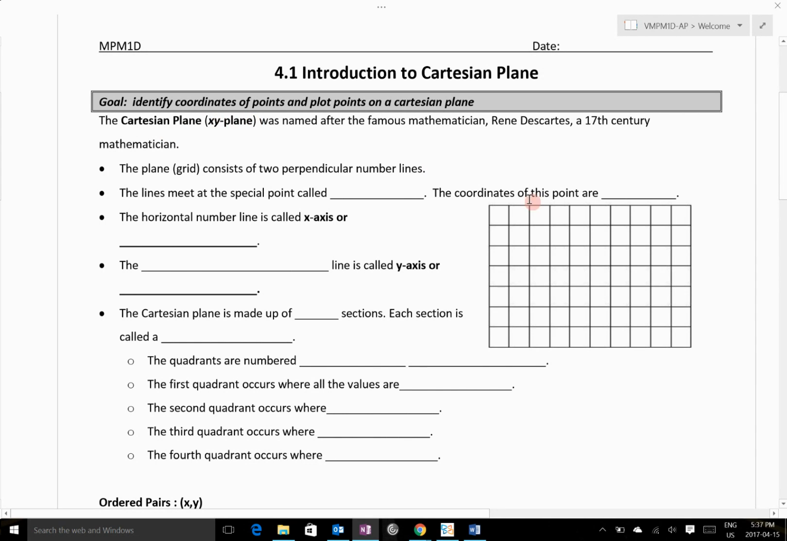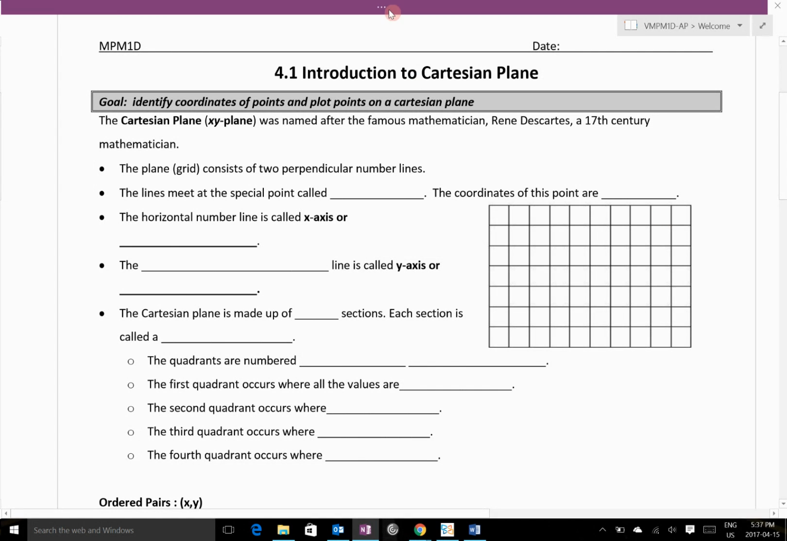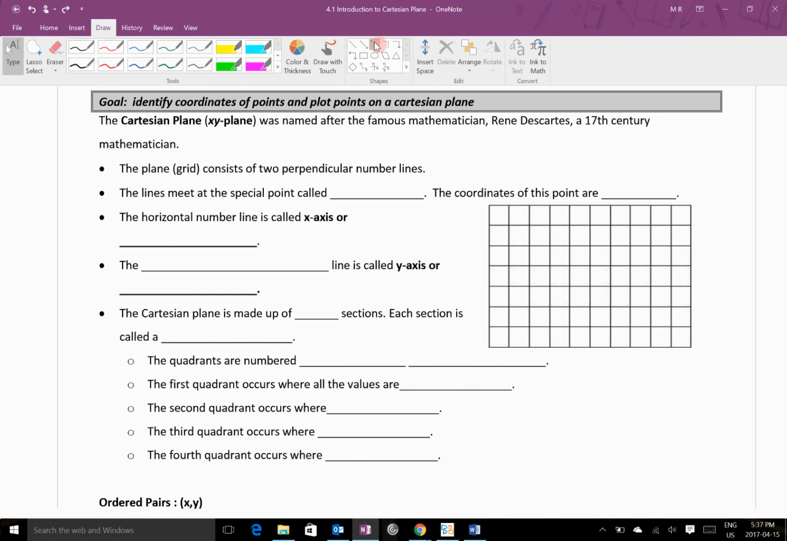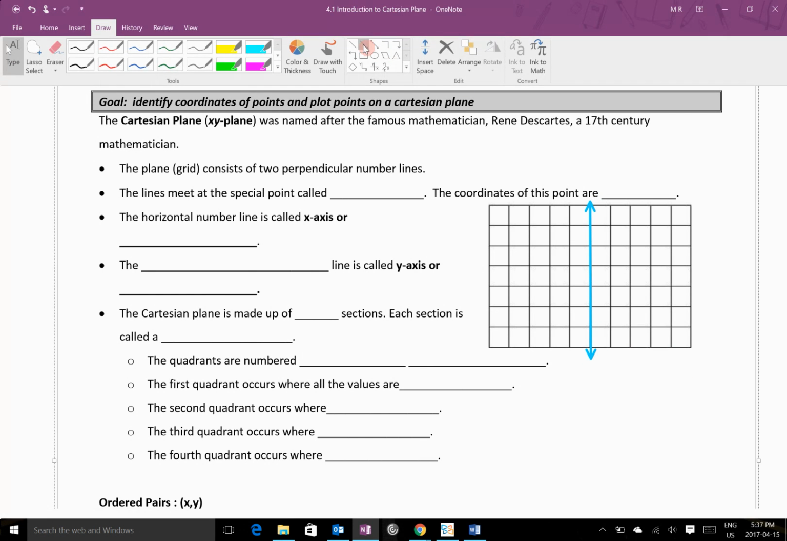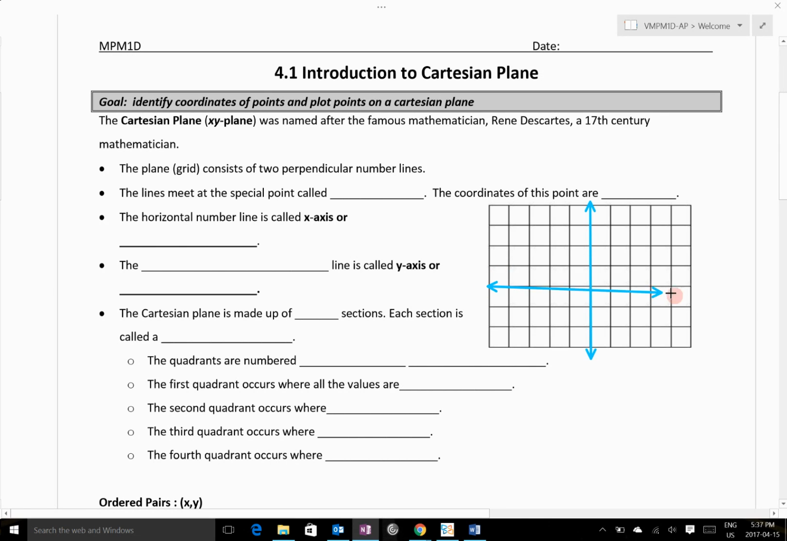And what it is, well, it's a grid. And on this grid, it consists of two lines that are perpendicular to each other. So I'm going to draw two lines here. So one line will be like this, going straight up and down. And the other line will be going left to right, just like this. And you notice these two lines are perpendicular to each other. That is, they are at right angles to each other. Okay. And where these two lines meet, we call this point the origin.